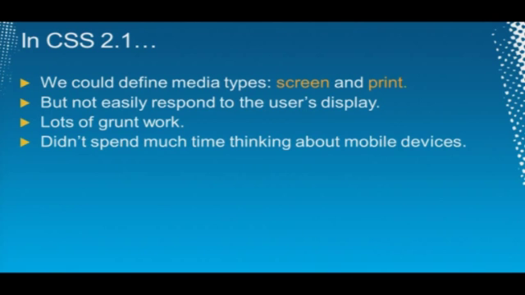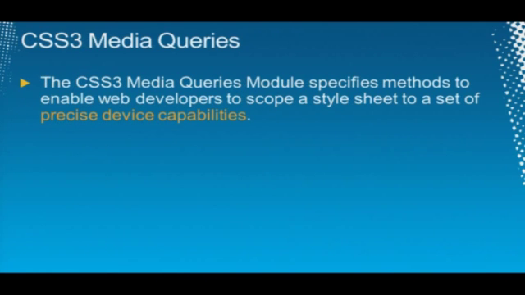The other thing is at the time people weren't thinking much about mobile devices, right? I mean, if you think about it, we weren't all mobile obsessed until about 5 years ago, or when a certain phone came out. That changed everything. Now, what CSS3 Media Queries does is it's actually a module that the W3C is coming up with and trying to standardize. It is a candidate recommendation, I believe, right now. But what it does is it specifies methods to enable web devs to scope a style sheet to a set of precise device capabilities. So now instead of saying, hey, what are you? Are you an Internet Explorer browser? Are you a mobile Safari browser? Instead, what it says is, I don't know what you are. I'm just going to look at the capabilities you have, and then I will render the experience so.